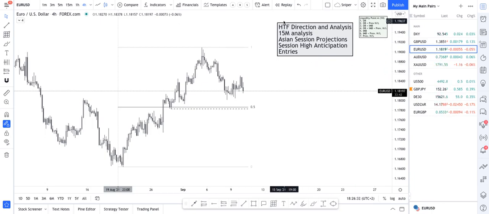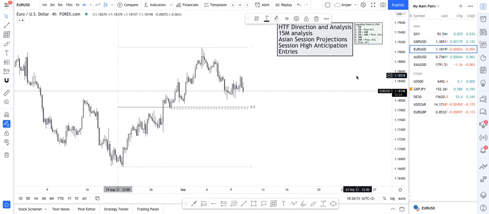So we're going to look at the high time frame direction analysis, looking at 15-minute analysis, Asian session and projections, session high anticipation, and then entries as well. Those are the 5 main things that we basically need to be concerned with. And then we're going to look at identifying liquidity. Where is the liquidity and where do we find liquidity?